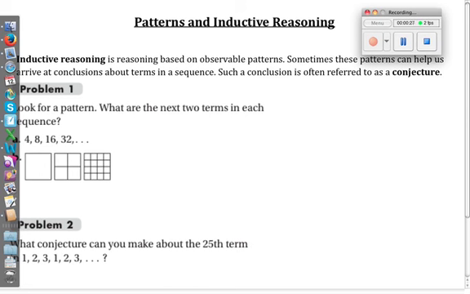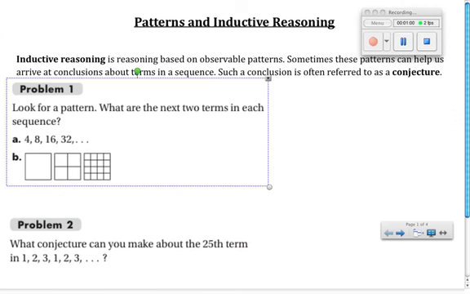Up until now, anytime that you have thought of making an educated guess, what was the term that you associated with that? You called that? Hypothesis. You called it a hypothesis. In this class, however, a hypothesis is actually something different. In this class, when we are making an educated guess, we are making a conjecture.